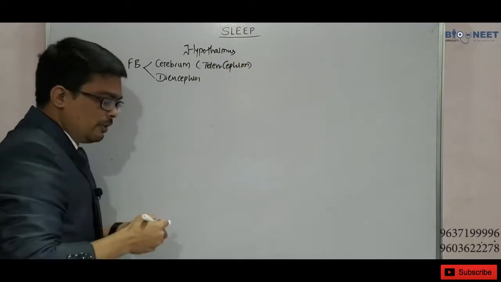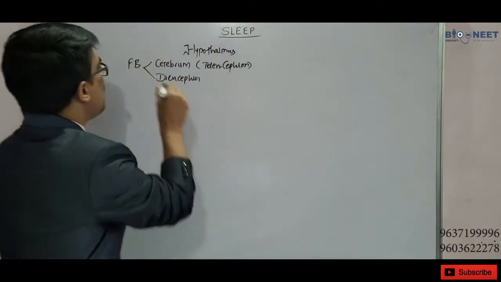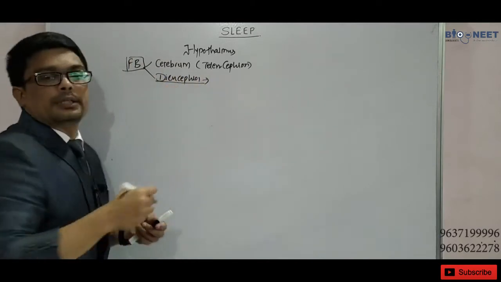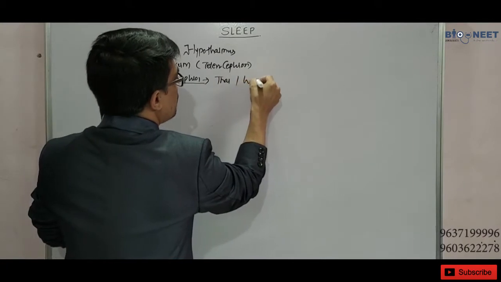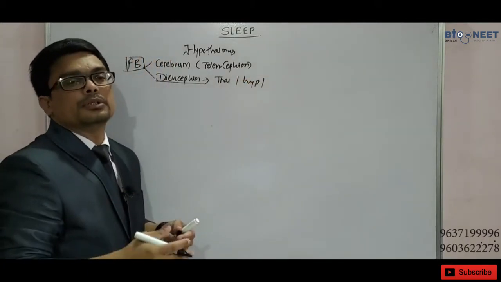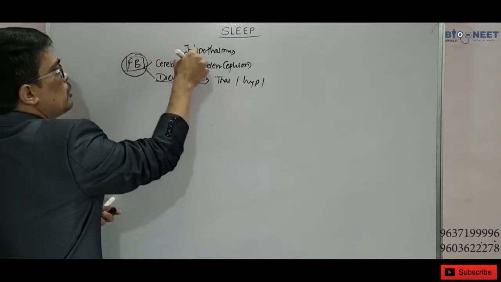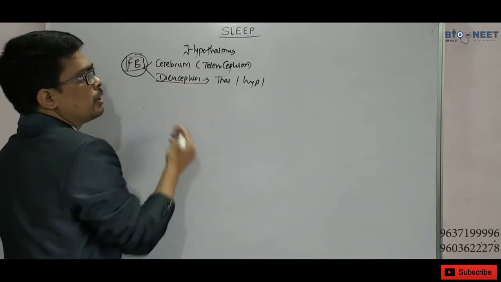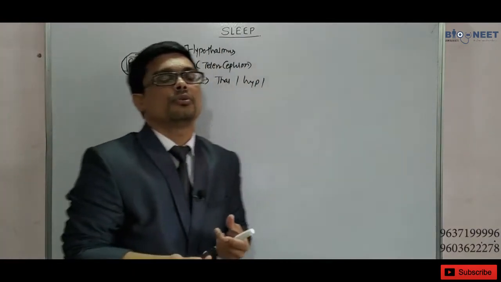The diencephalon is a part of the forebrain, which is cerebrum and diencephalon. This diencephalon consists of thalamus, hypothalamus, epithalamus, and subthalamic nuclei. So this is what I want you to know. The hypothalamus is a part of the forebrain, and a part of the diencephalon. And this is all about the forebrain.